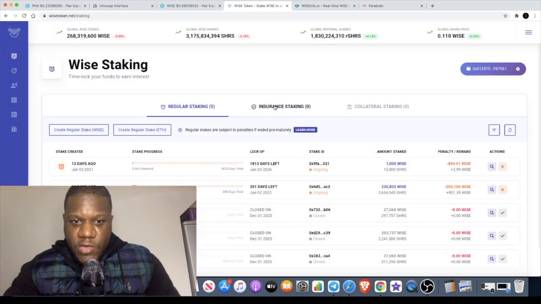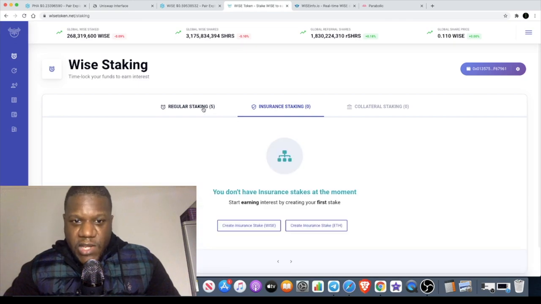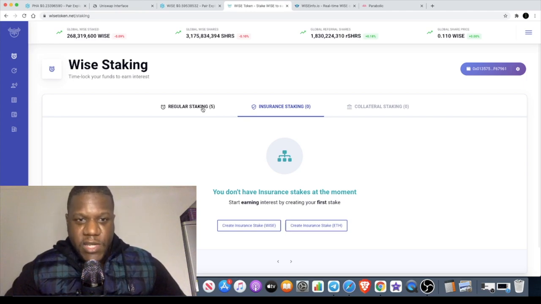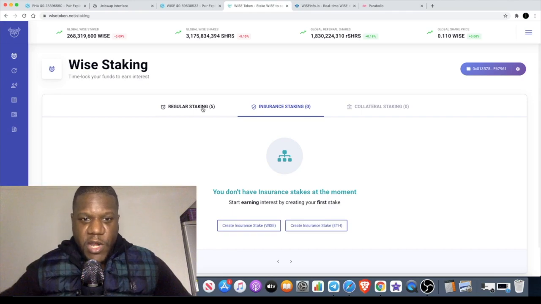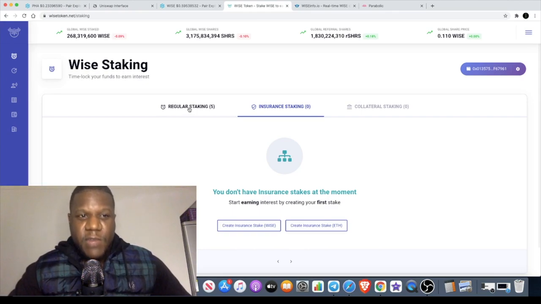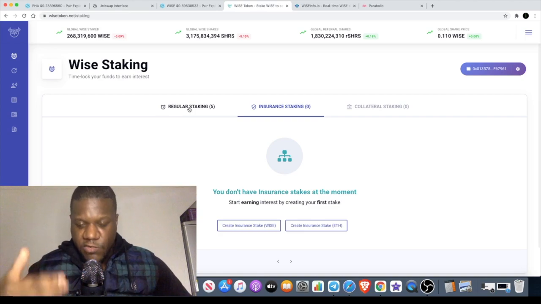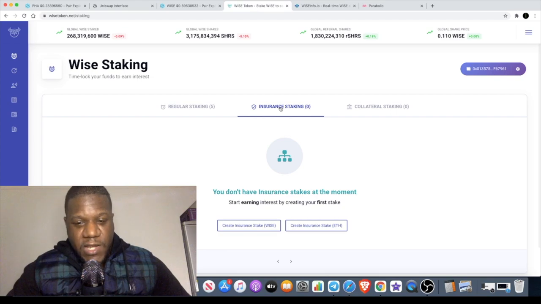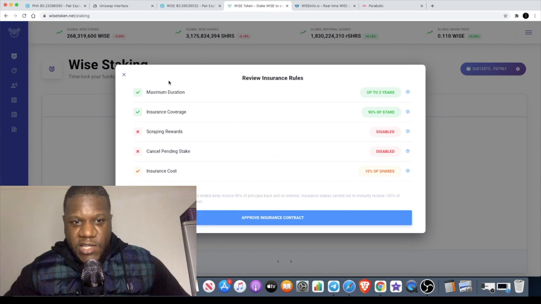You can actually do insurance staking now. The difference between insurance staking and regular staking is that if you try to cancel your regular stake before the staking period is over, you would incur a 90% penalty at the moment. I believe that does decrease as time goes by. But if you're going to stake by regular staking, you want to know that you're not going to touch it at all, because otherwise you will lose a lot of your investment. With insurance staking, you can only lose around 10% of your stake, or 10% of your position. And you can only stake up to a maximum of 3 years with insurance staking, so there's less interest that you can earn. However, there's less of a penalty if you do decide to back out of your investment.